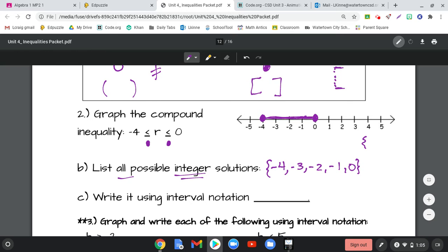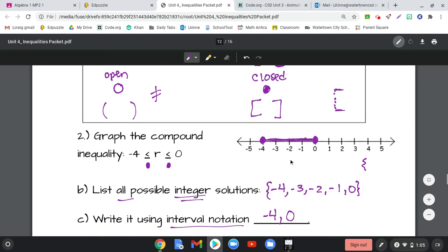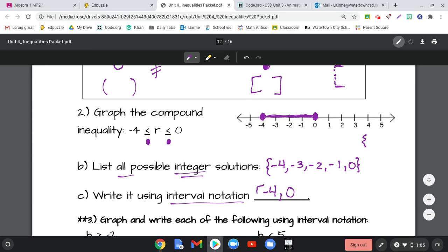All right, now writing using interval notation, your two endpoints. Your starting endpoint on the left is -4, and your end, on the right, your right-hand boundary is 0. It's always left then right. Since they're both shaded, they're both equal to that number, so we're going to show that with brackets on both sides.